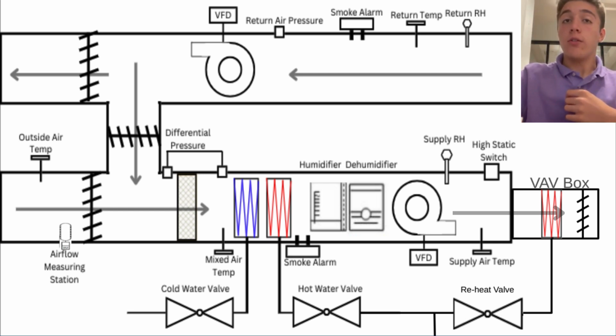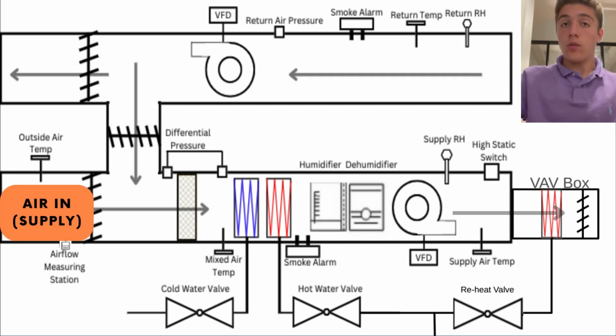First, we have an airflow diagram. This is showing all of the components inside an AHU to show how the air is going to get from the outside to the room and back in. As you can see, air is taken in by a supply fan, where it's filtered, warmed, or cooled, then sent to a VAV box where it could be warmed if desired.